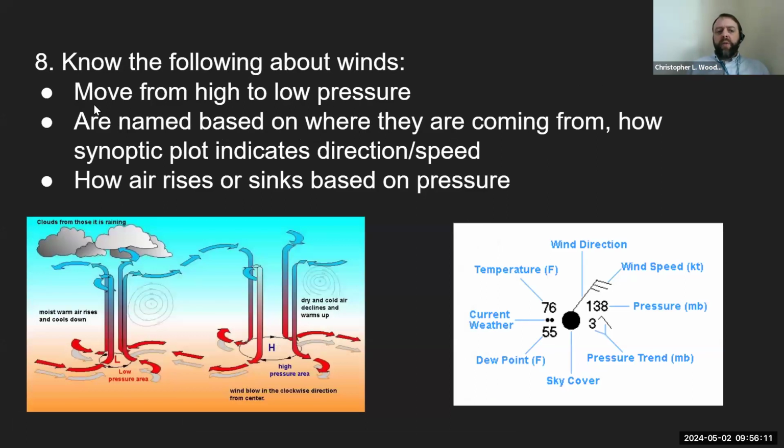Know the following about winds. They move from high to low pressure. Absolutely, always. High to low pressure, doesn't matter what hemisphere. They are named based on where they're coming from.